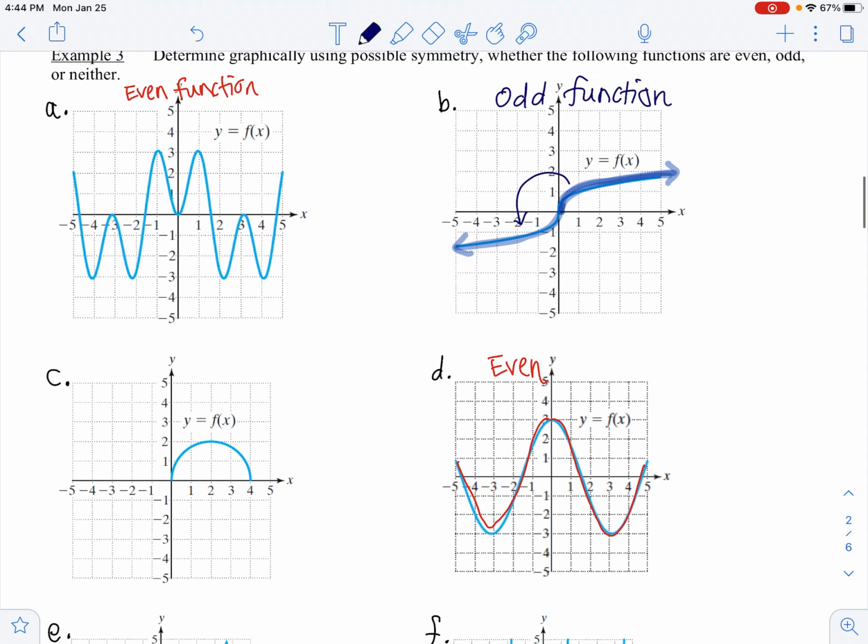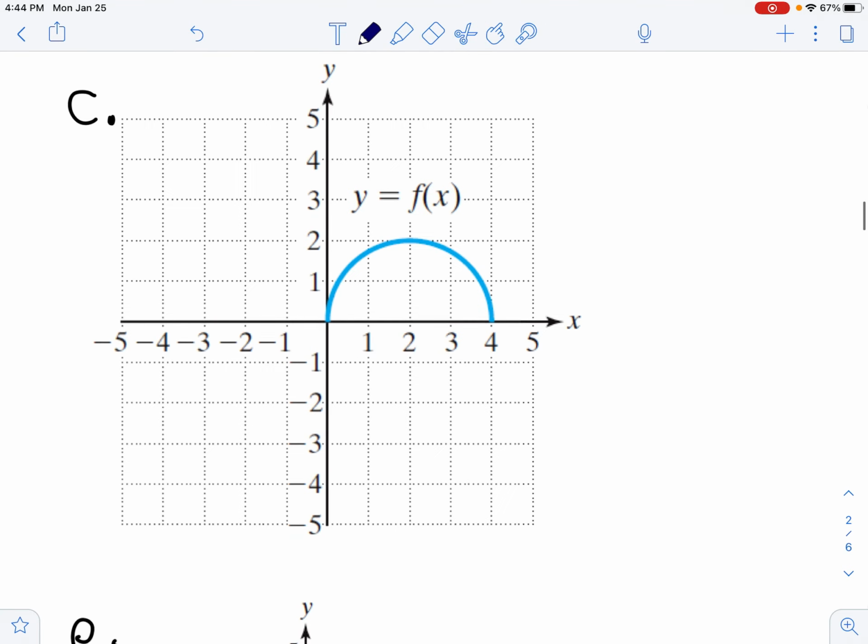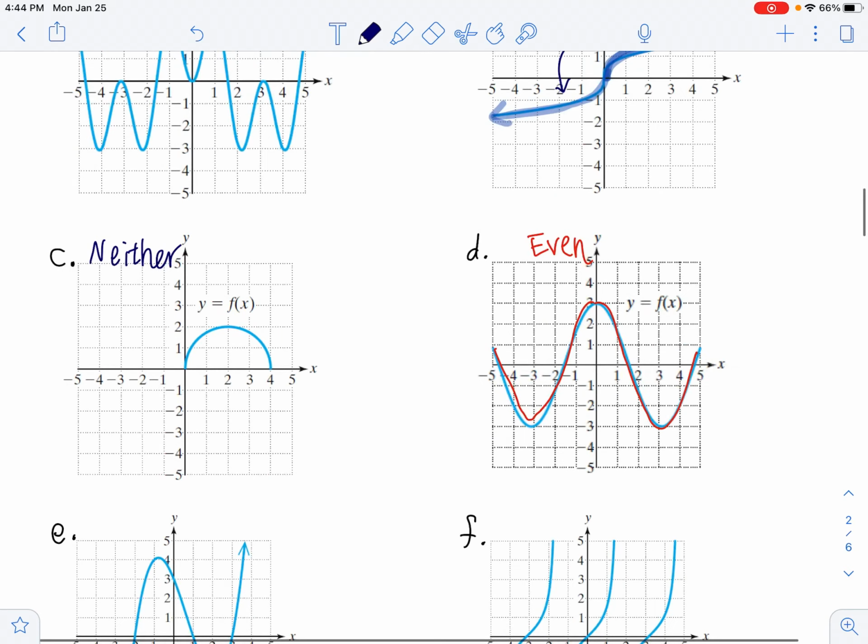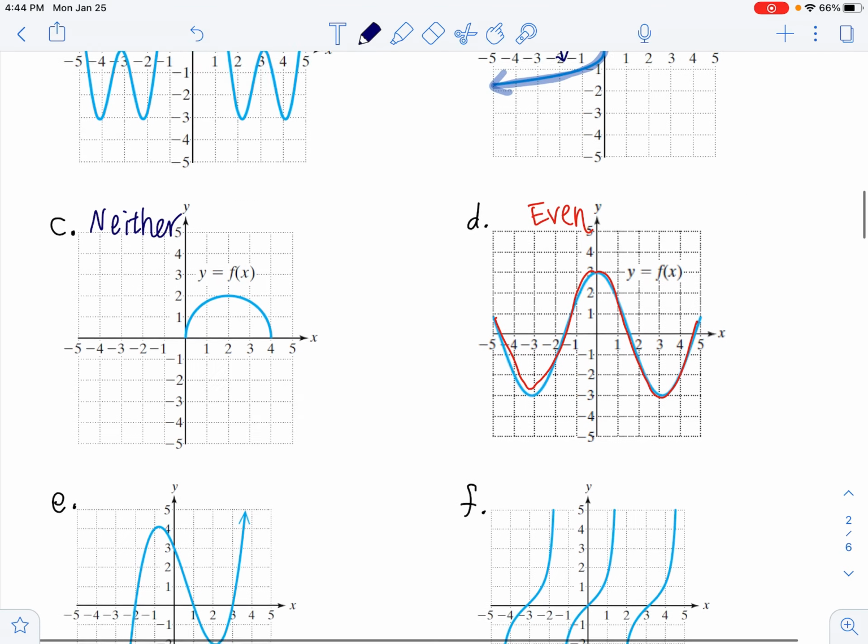But let's see if there are any other odd functions. How about C? If this is an odd symmetry, symmetric about the origin, I should have a graph looking like this in the third quadrant, okay? But we don't. So C is neither. It's not even or odd. It's not symmetric about the y-axis, and it's not symmetric about the origin, therefore it's neither. All right, what about D? We already called it even.